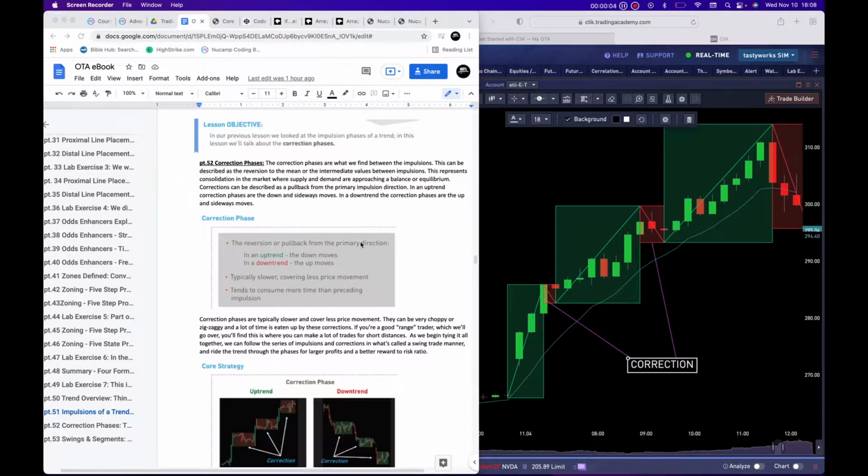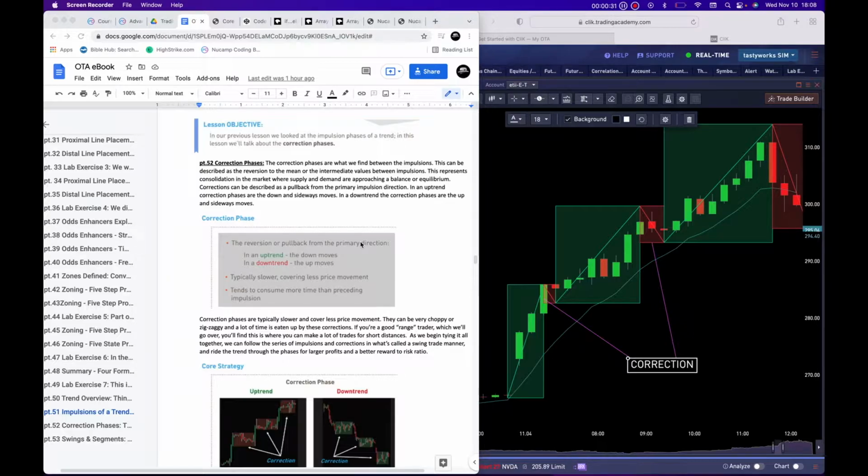In our previous lesson, we looked at the impulsion phases of a trend. In this lesson, we'll talk about the correction phases. The correction phases are what we find between the impulsions. This can be described as the reversion to the mean or the intermediate values between impulsions. This represents consolidation in the market where supply and demand are approaching a balance or equilibrium.